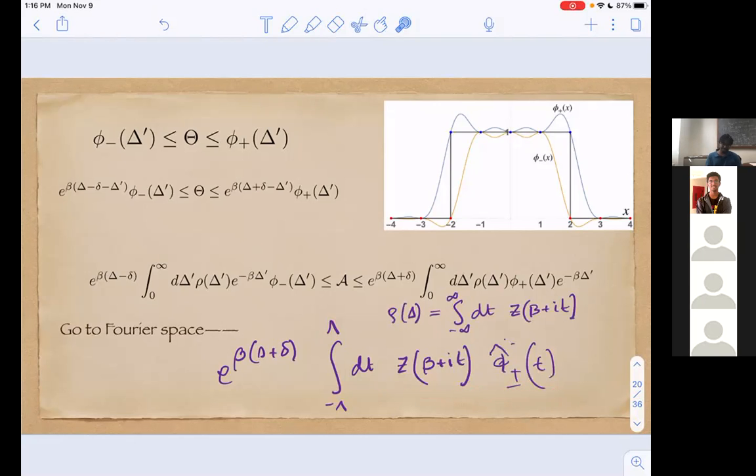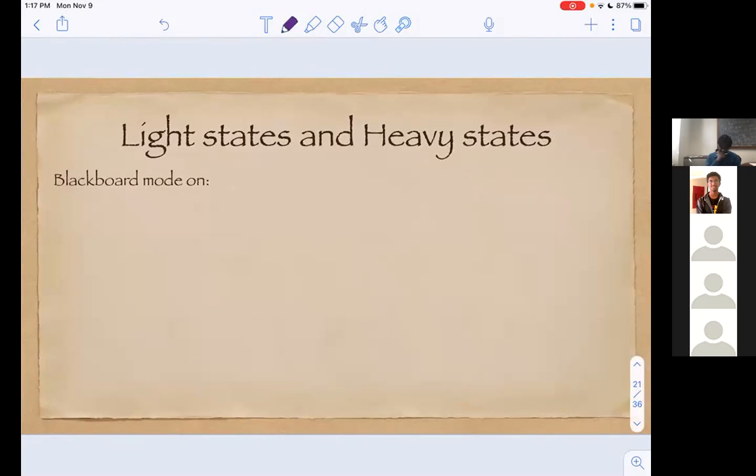That means I have to choose some functions phi plus and phi minus, whose upper and lower bounds are characteristic functions, and which also have the property that in the Fourier domain they have a finite bounded support, so that it can cut off this inverse Laplace transformation. Once we have this notion, it boils down to evaluating this integral properly. So we do the following. We have this thing, z of beta plus it, phi plus hat of t dt.